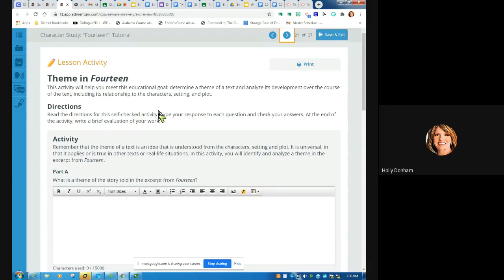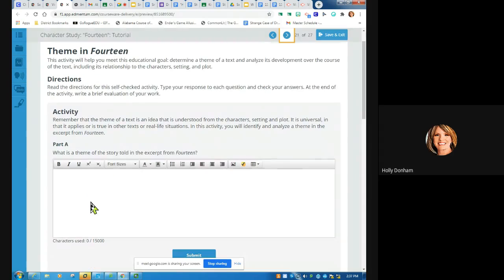This activity is going to help you determine the theme of the text and analyze its development over the course of the text, including its relationship to the characters, the setting, and the plot. Now read the directions, type your response, and check your answer. At the end of the activity, you're going to evaluate your work again, okay? Remember, the theme is an idea that's understood from the characters, from the setting and the plot.